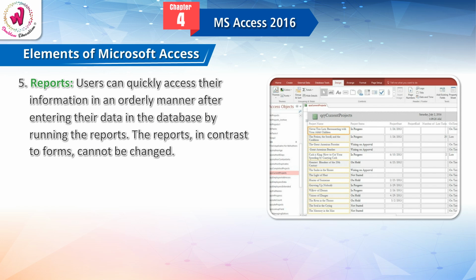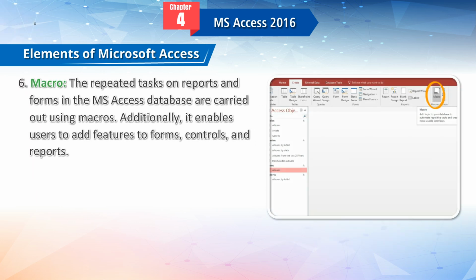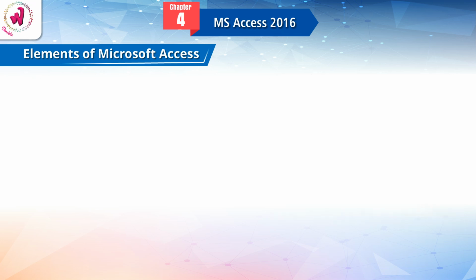5. Reports. Users can quickly access their information in an orderly manner after entering their data in the database by running the reports. The reports, in contrast to forms, cannot be changed. 6. Macro. The repeated tasks on reports and forms in the MS Access database are carried out using macros. Additionally, it enables users to add features to forms, controls, and reports.